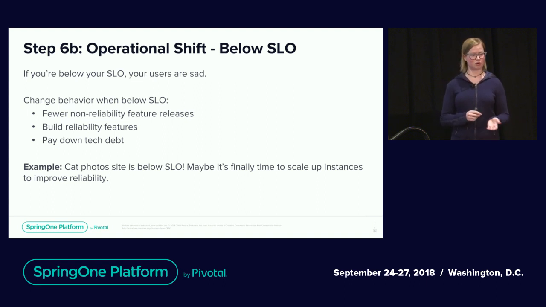Another thing you can do is to focus on reliability features. These features are really critical to make sure that your customers can enjoy all of the rest of your features, because if your site's not reliable enough, they won't bother to see how cool everything else is. And the last thing that you can do is to pay down your tech debt. So in my example, I'm below my SLO on my cat picture site. Maybe it's finally time to scale it up from 1 instance to 2.